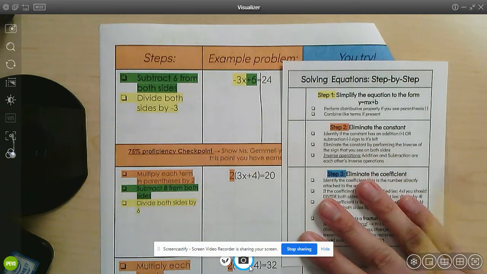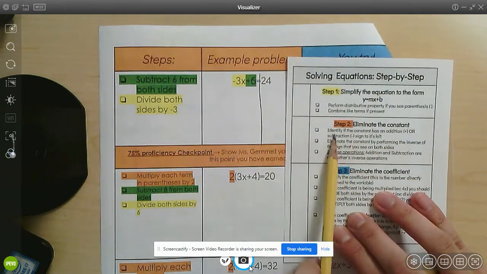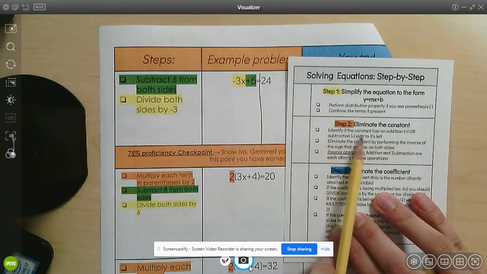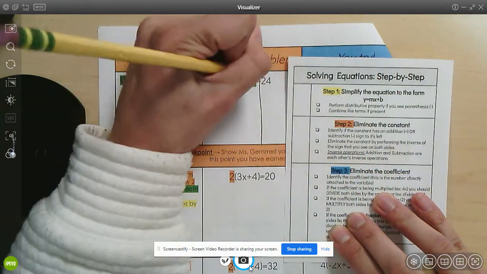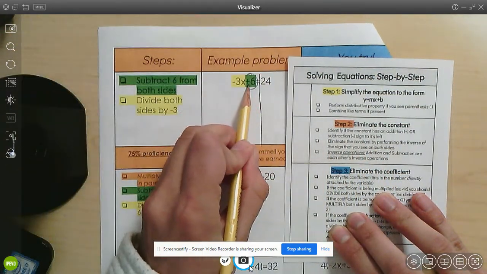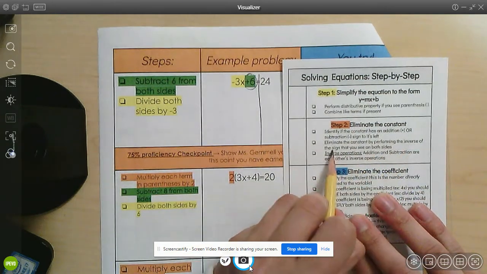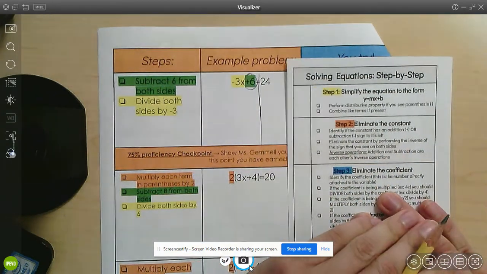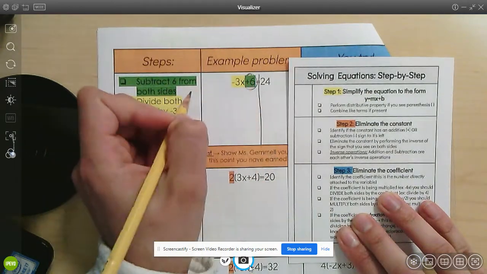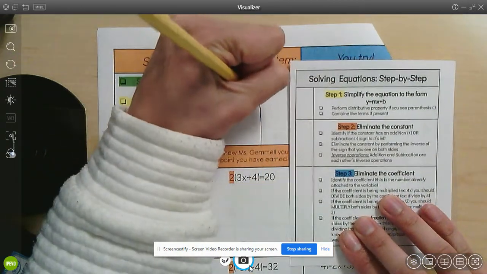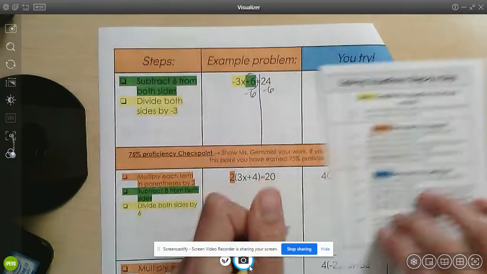Step 2, eliminate the constant. Identify if the constant has an addition or subtraction sign to its left. Well, here's my constant, and it has an addition sign. Eliminate the constant by performing the inverse of the sign that you see on both sides. The inverse of adding 6 is going to be to subtract 6 from both sides.